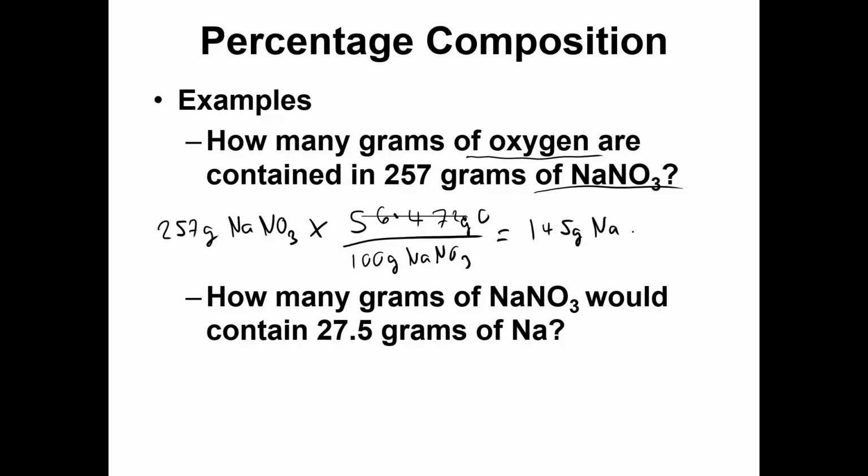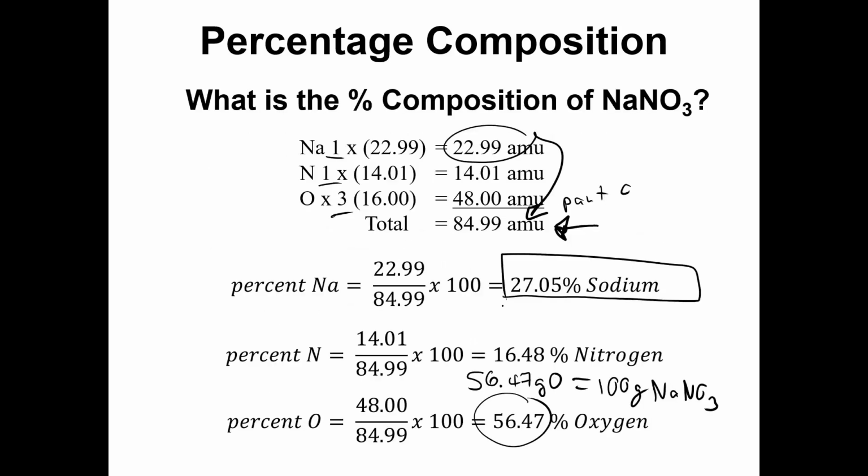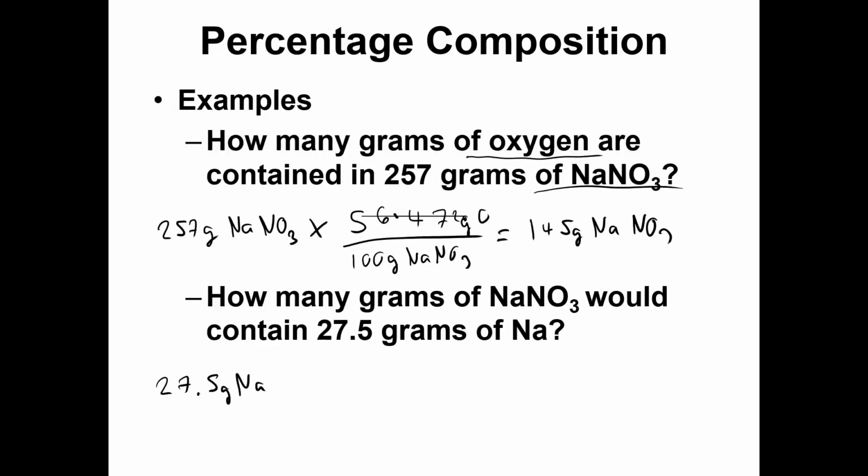Now alternatively you can use the percent, but this works just as well, right? And so how many grams of sodium nitrate would contain 27 grams of sodium? So you have 27.5 grams of sodium. You look at the sodium conversion factor, which was, okay, let me go back and look. It also is 27, so okay, so it's 27.05 grams equal to 100.